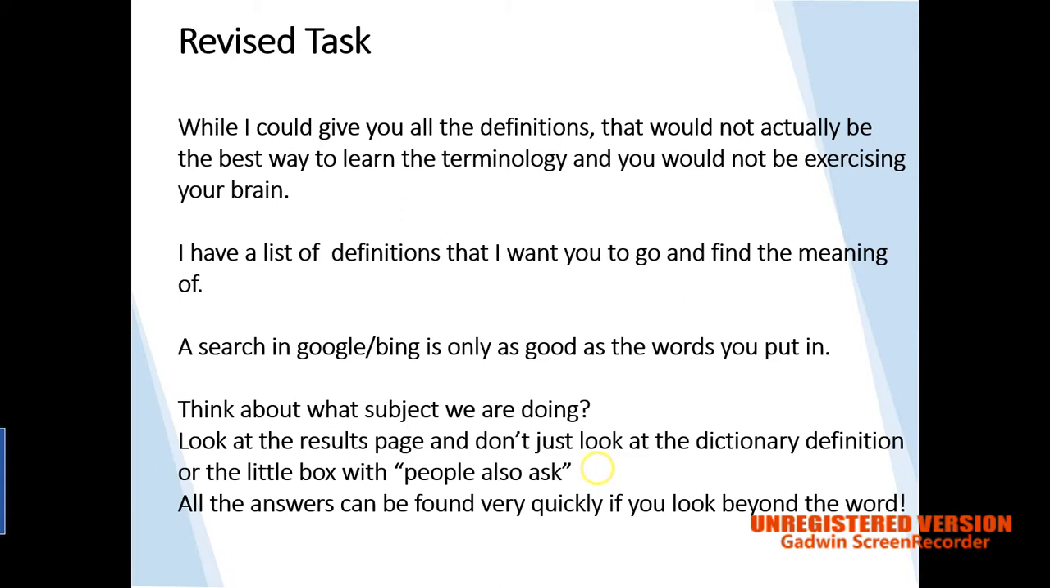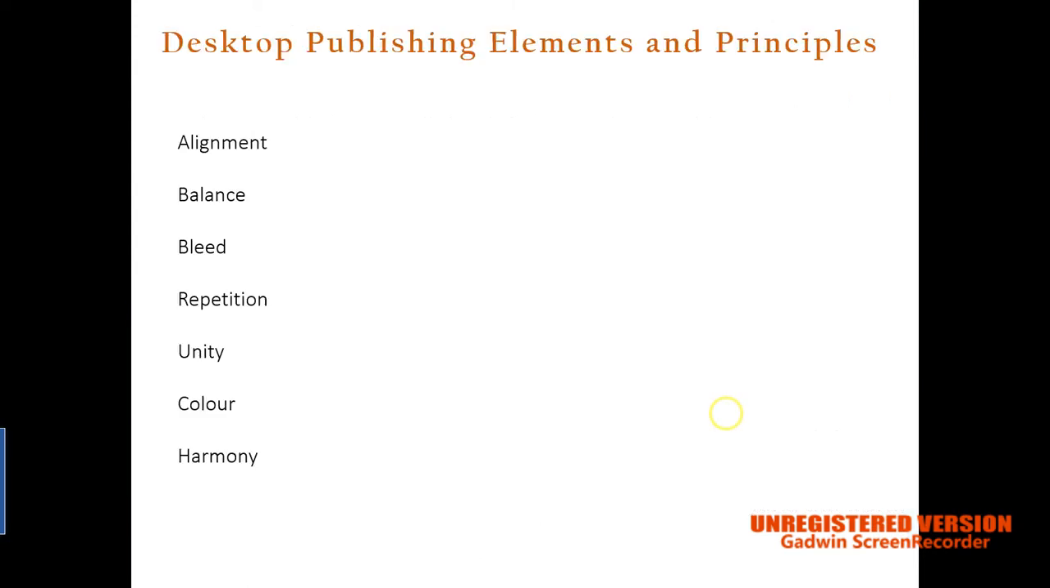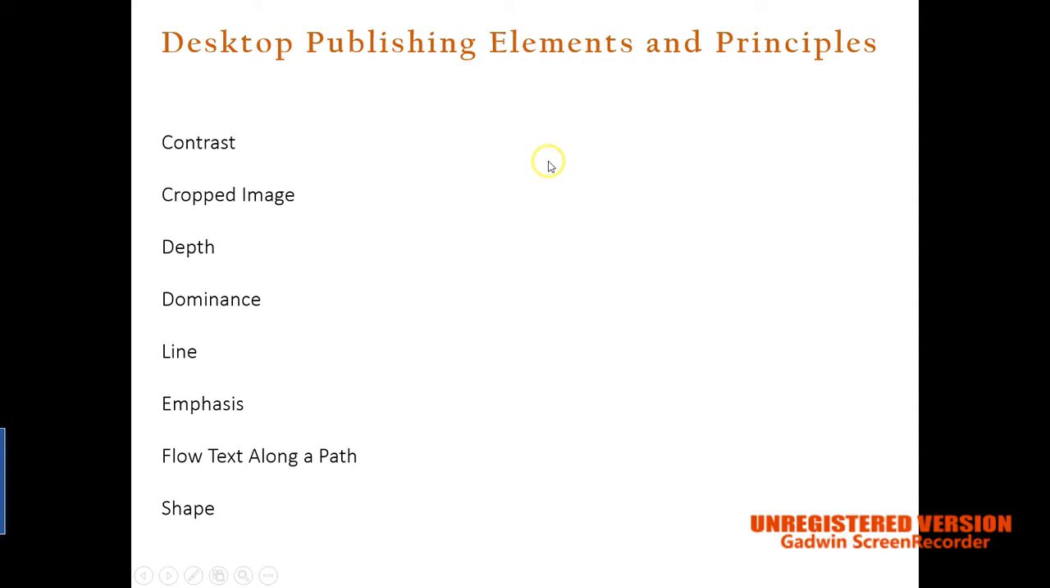So your revised task was to go away, use the internet or some research methods to find what the meanings of these words are, not just what the meanings are, but in relation to context, remember, to desktop publishing elements and principles. And I said if you go about it the right way, then you will find the answers without looking too hard, and you'll find them all in one spot. And again, after your due date, I will show you how you could have actually got the answers.